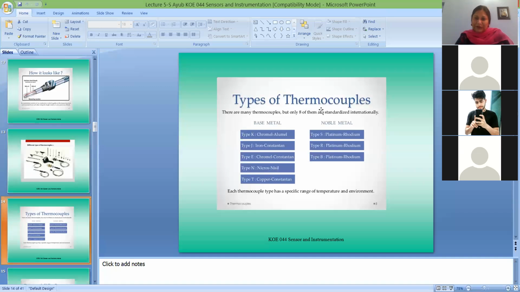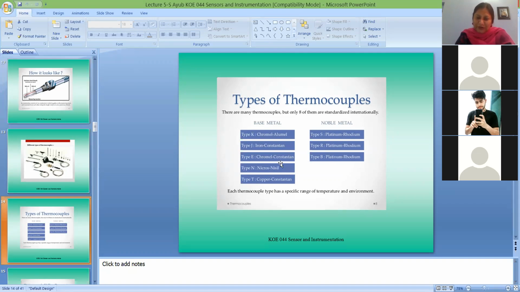Now, what are the types of thermocouples? There are many thermocouples, but only 8 of them are standardized internationally. Like you can form any thermocouple with any two metals, but in industry or in other applications, we use these particular combinations. Like type K, which is a combination of chromel and alumel. Type J, this is iron and Constantan. The one which we have just seen, that is type J.